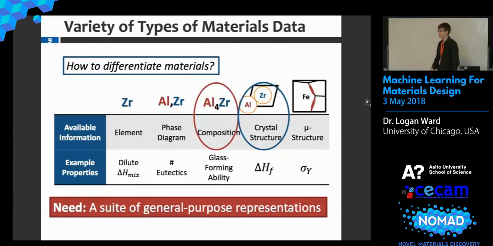If I'm, for example, modeling the effect of different elements on the dilute mixing enthalpies in zirconia, my descriptor could be as simple as a single element. If it's modeling the effect of microstructure on yield strength, I need to know the identity of phases and how they're related to each other in space. So considering this broad range of problems for machine learning and material science, we're going to focus on these two, composition and crystal structure, for the purposes of my talk today. So I'll start first with composition.